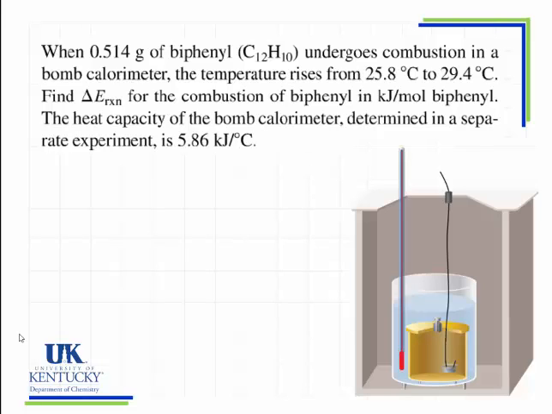Okay, so we have a combustion reaction in which we are putting a substance called biphenyl into a bomb calorimeter. They want to know the delta E of the reaction. Now let's look at this bomb calorimeter. We're going to put the biphenyl down here. The C12H10 goes in this cup. And we put oxygen into the chamber as well.